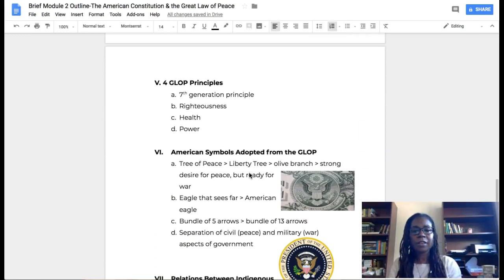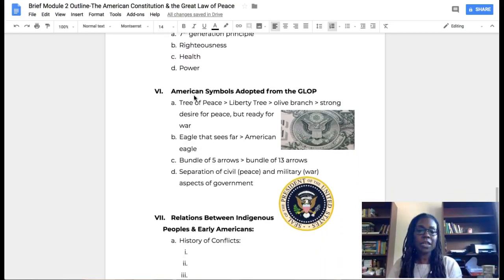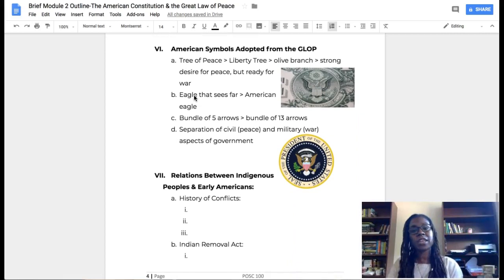So to understand the Great Law of Peace, there are also some core principles that are outlined in the Larkin reading, and you should be familiar with all of these. Larkin outlines them very well, very clearly, so I'm not going to read them all to you, but just know that these are considered four very important Great Law of Peace principles, and that you should know them so that you understand how the Great Law of Peace functions. And then finally, in terms of the Great Law, you need to understand the American symbols that were adopted from the Great Law of Peace.